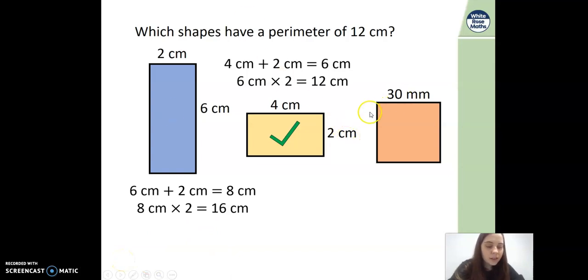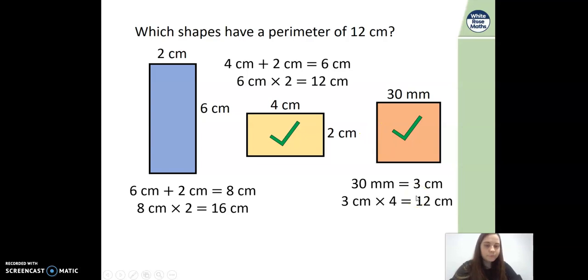Now, this last one here is a square. So remember, if this side is 30 millimetres, it means they are all 30 millimetres. Now, there are 10 millimetres in a centimetre. So if we know that, we also know then that 30 millimetres must be the same as 3 centimetres. So each of these sides is 3 centimetres. So if we do 3 times by 4, because there are 4 sides, then this one is also 12 centimetres.